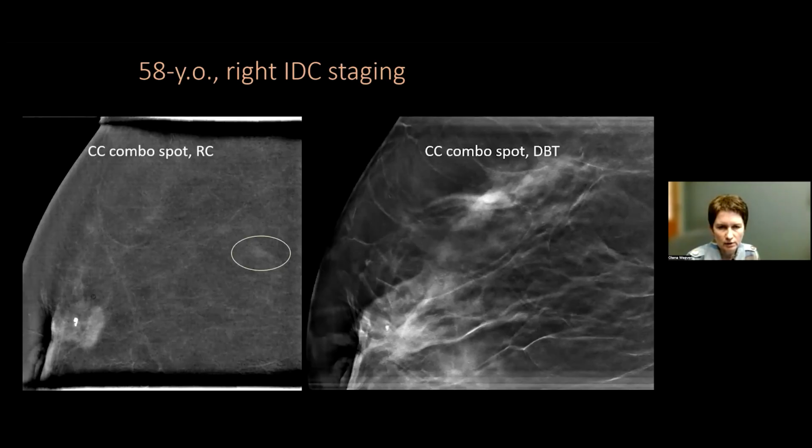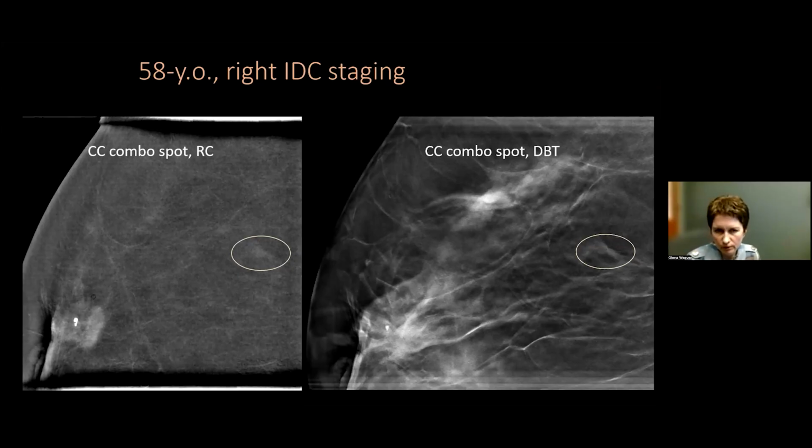And you can see that this linear non-mass enhancement actually corresponds to a DBT finding, maybe a little focal asymmetry on DBT. Unless we saw something on recombined images, we probably would not think much about the DBT finding, but right now we can cross-correlate it.